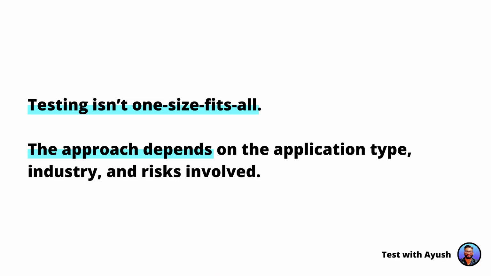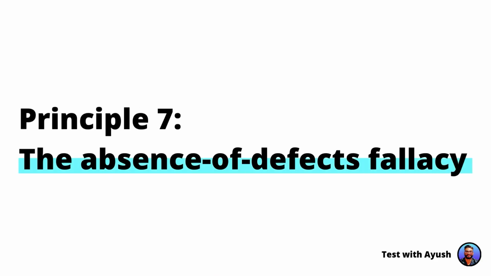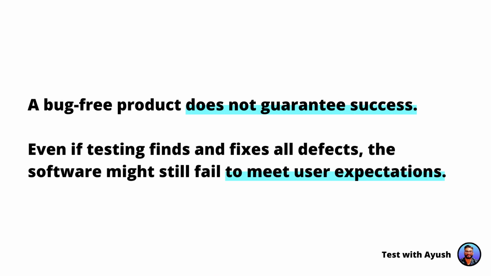So, would you test a banking app the same way you test a video game? Definitely not. A banking app requires extreme accuracy and security testing, while games would focus more on performance testing and user experience. Principle number 7: The absence of defects fallacy.